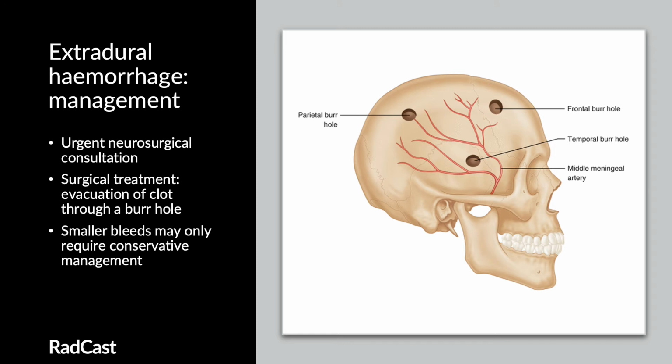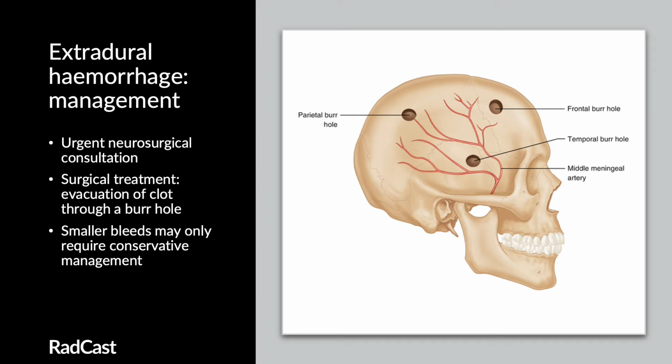In terms of the management of extradural hemorrhages, urgent neurosurgical intervention is advised. Okay, if you see an extradural hemorrhage on CT scan, make sure you report it to a senior immediately. You'll need to start a referral to your local neurosurgical unit, and they'll see if the patient requires intervention. Okay, surgical treatment often involves evacuation of the clot through a series of burr holes in the skull, which allow the blood to escape and consequently reduce intracranial pressure.